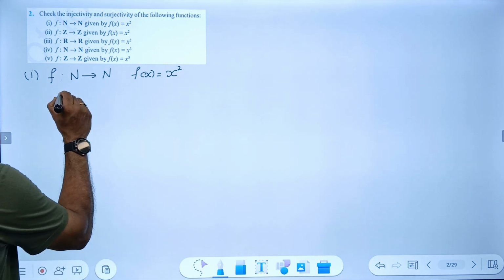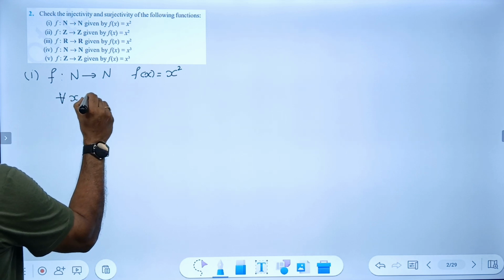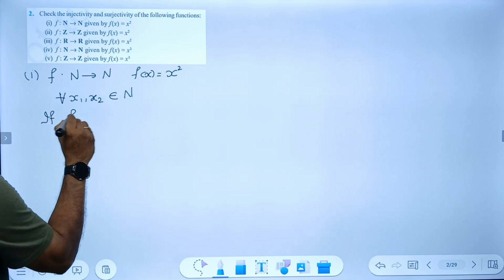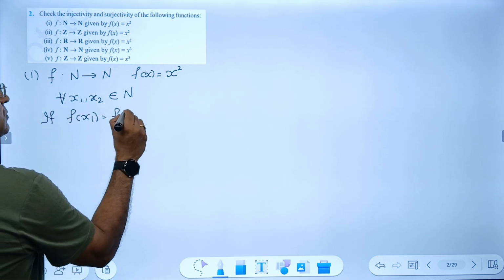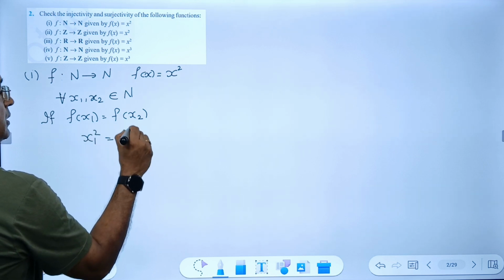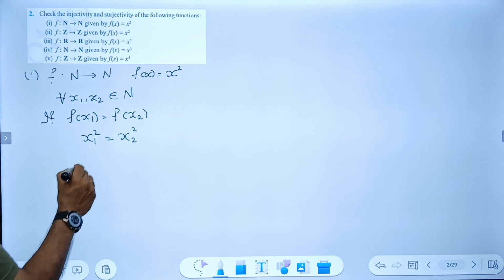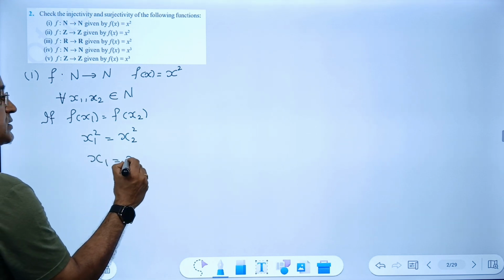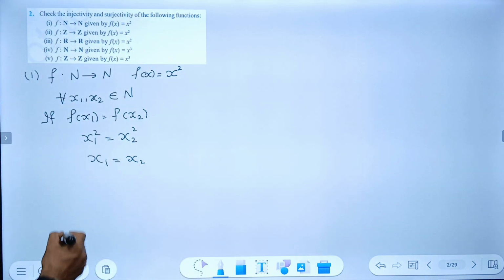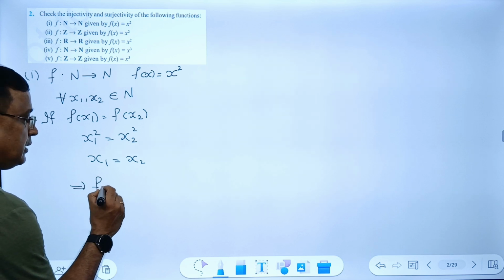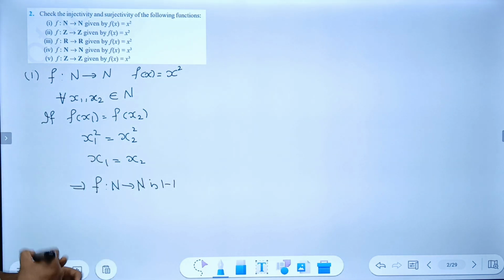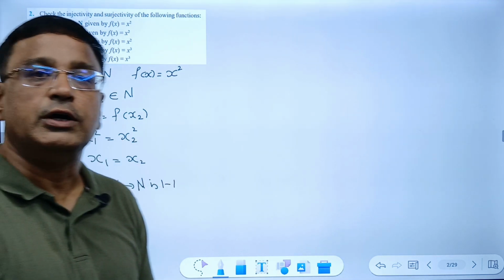So clearly, for every x1, x2 belongs to natural numbers, if f of x1 equal to f of x2, obviously you have x1 square equal to x2 square. Since x1 and x2 are natural numbers, you just have to take the positive square root. So that gives you x1 equal to x2. So here I don't have to do x1 equal to plus or minus x2 because we are dealing with natural numbers. This implies f from N to N is one-to-one. Very clear, by the definition of one-to-one function.